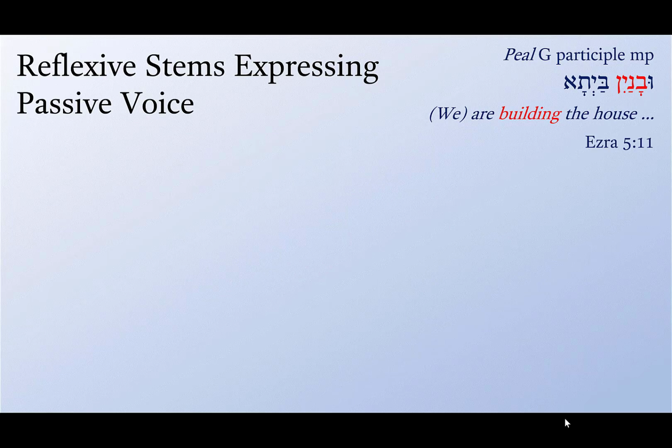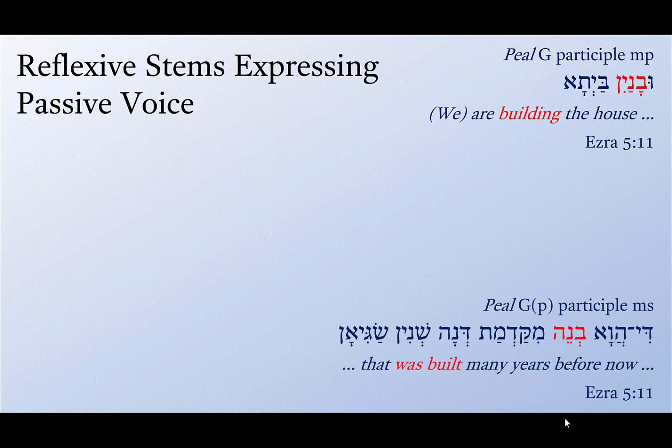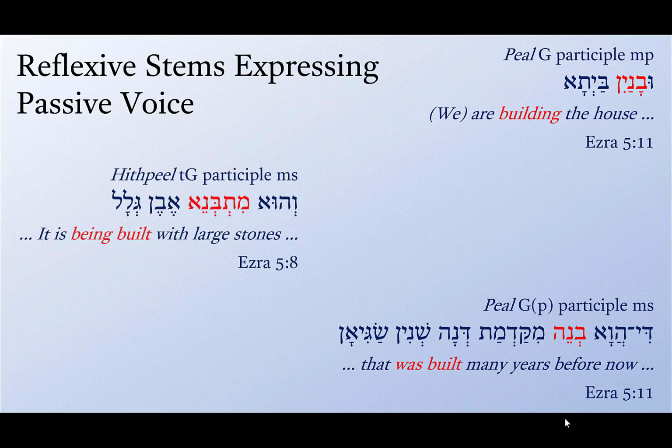So in the upper right, I have the pa'al GP participle masculine plural, in Ezra 5:11. We are building the house. And also in the same verse, the pa'al GP participle masculine singular, that was built many years before now. And we see the passive voice reflected in the English to be verb, helper verb, placed before the built idea. Now, here's the hitpa'el, TG, participle masculine singular. Same verbal root, and really the same literary context, just a few verses before in Ezra 5:8. It is being built with large stones.